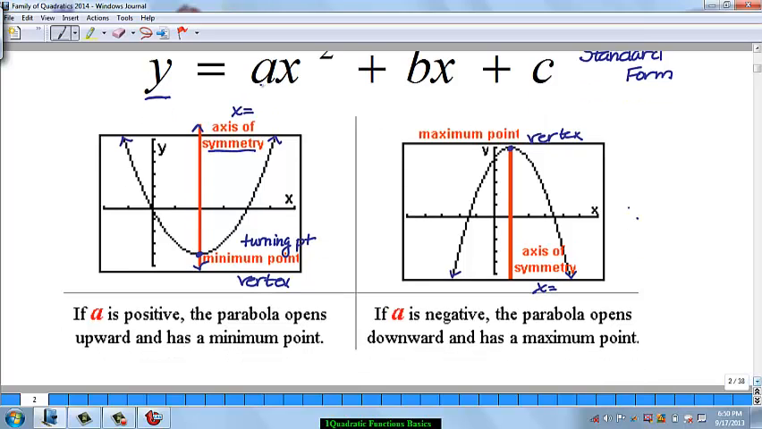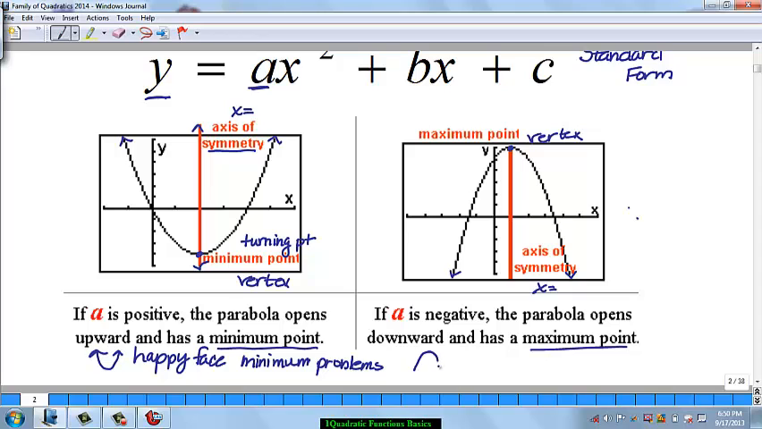Now, if a is positive, and this is the term that's in front of the x squared, the parabola will open upward and have a minimum point. I like to say this is a happy face parabola, and happy face parabolas have minimum problems or a minimum point. Conversely, if a is negative, the parabola will open downward and have a maximum point. I say a sad face parabola has maximum problems.